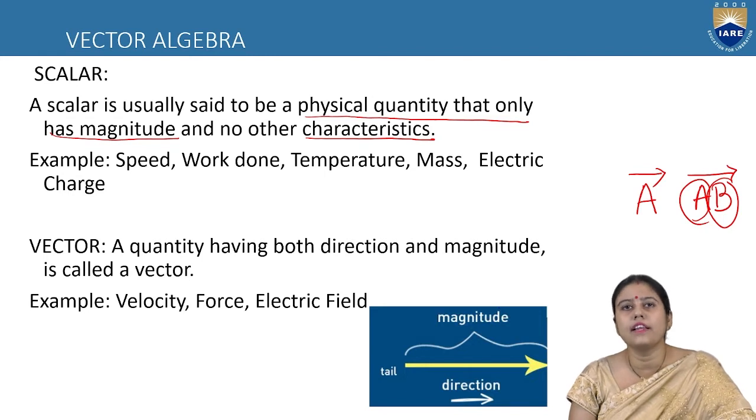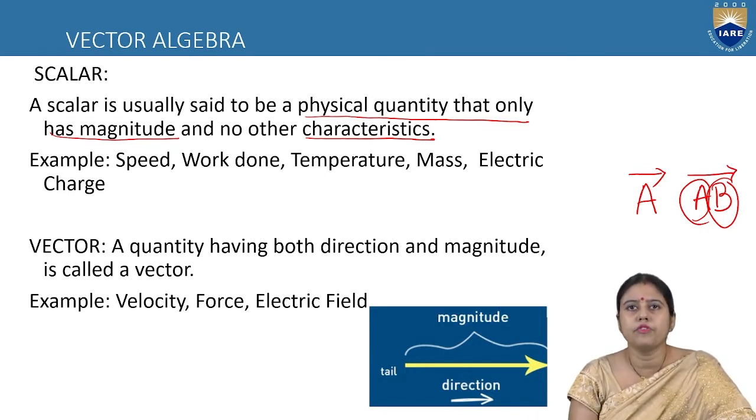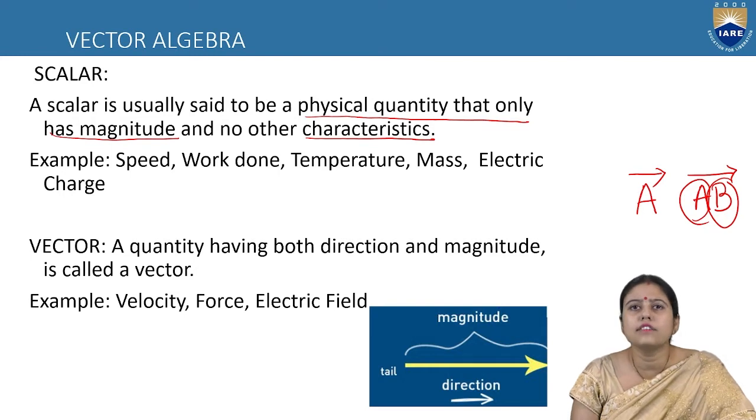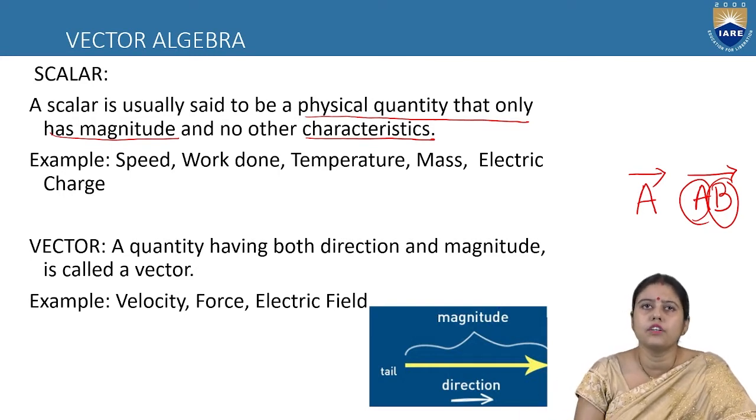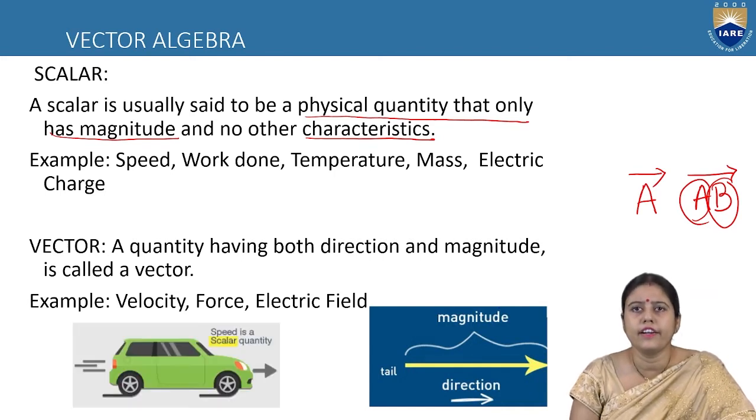So this we can call a vector quantity. In the electric field, north to south, positive to negative, it has a certain direction. Force, if we think about the gravitational force, what is the direction? It is downwards. So these all have a magnitude and a direction.